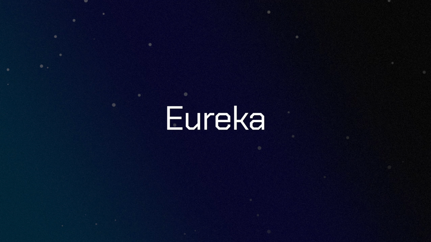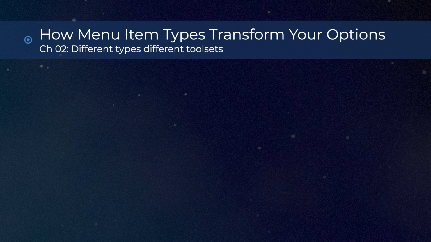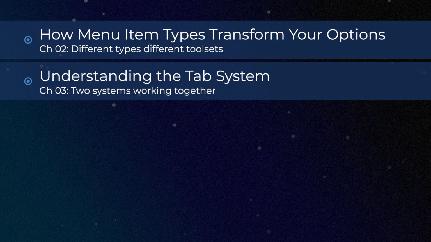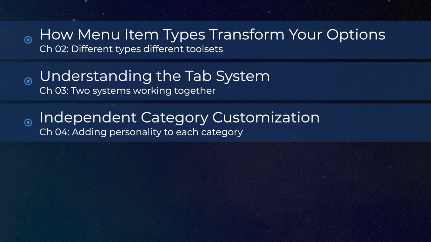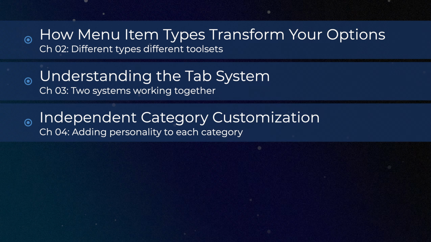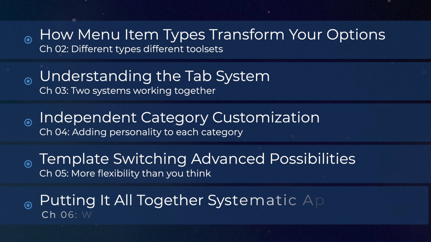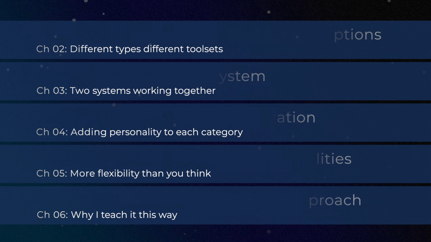By the end of this video, you should have a complete roadmap of why different menu item types unlock different option sets, how to navigate the dual Joomla Astroid tab system without getting lost, where you can customize categories independently whilst maintaining consistency, and of course the systematic approach that makes this chaos actually very manageable. Are you ready to understand how all of these pieces connect?